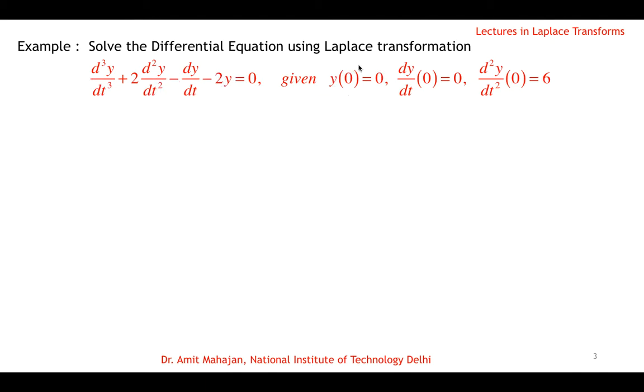Given conditions: there are three conditions, since a third order differential equation requires three conditions. The condition is y at t=0 is 0, y dash at t=0 is 0, and the second derivative at t=0 is 6. So the method is very simple. The method says that you take Laplace on both sides of this equation, then use these conditions, calculate Y(s), and then take the inverse Laplace. We'll follow this procedure for solving any differential equation.